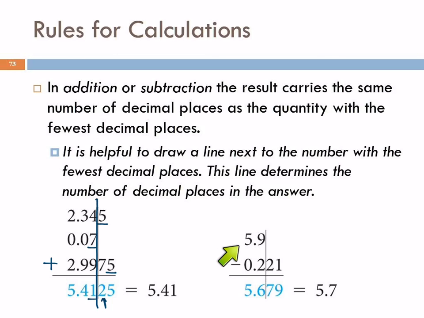Here we have a subtraction. 5.9 minus 0.221. The 9 is estimated, and the 1 is estimated. The 1's place has no estimated digits, but the 10th's place does. So I draw that line. I do the math, I write down the answer, and I'm going to stop right there, just before the line. This time the next digit is 7, so we need to round up, and we get 5.7.